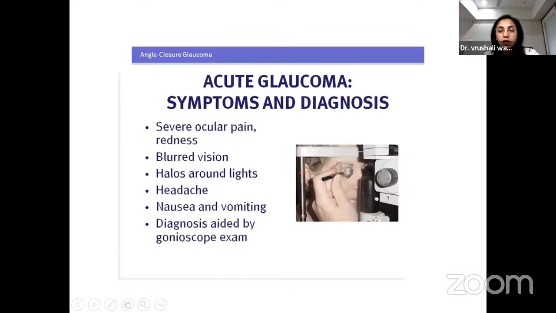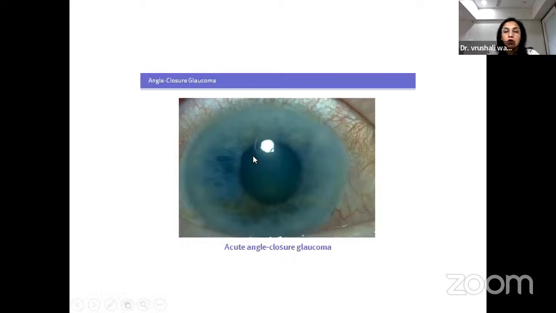So whenever a patient complains of such symptoms, you can examine them with the help of a torchlight. Even if physicians don't have a slit lamp at their clinic, always examine the eye with a torchlight. How does this eye look? There is corneal edema, circumciliary congestion, and the pupil is dilated and not reacting to light. With the torchlight, you can see the narrow, shallow anterior chamber depth. Then finally, we can confirm it with gonioscopy.